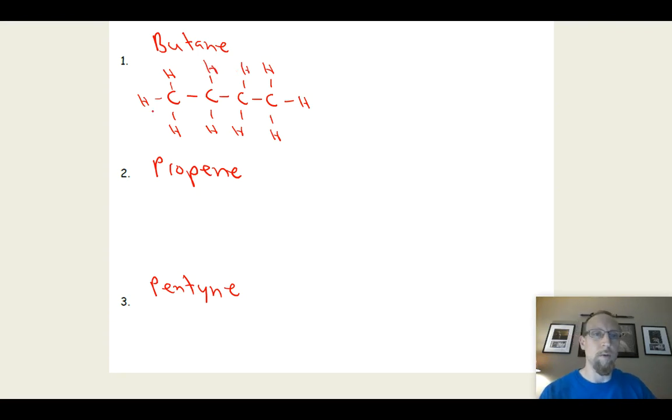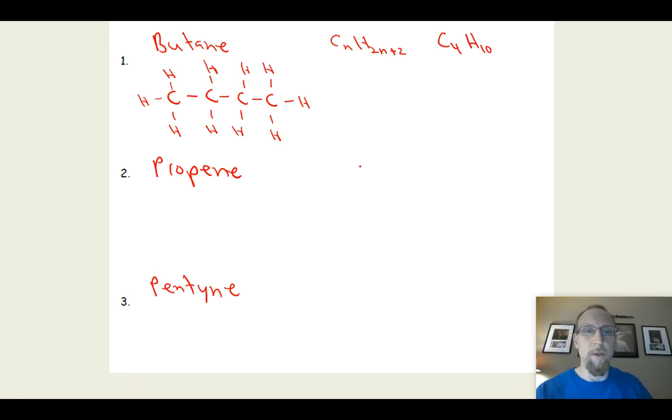So 1, 2, 3, 4. Go around and check. Does every carbon have 4 bonds? And it does. All right, and again, let's make sure it fits in with our general formula. So remember, alkanes are CnH2n plus 2. So that means this is C4. So my H has to be 10. And it is. 10 H's, we're all good.